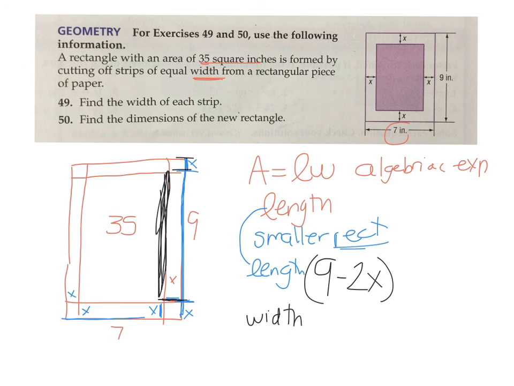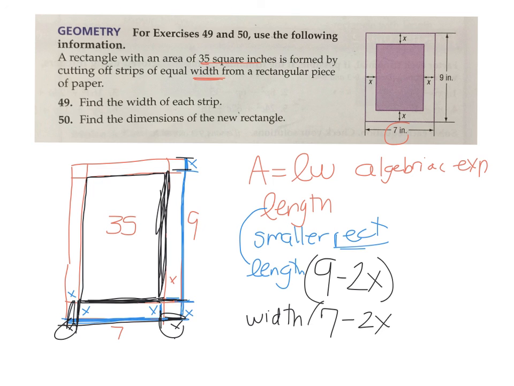Likewise, the width starts out with this line, which is 7. And again, we're cutting away this strip, which is x, and this piece here, which is x. When we cut that away, we end up with the smaller rectangle that I'm putting in black. To get the length of the smaller one, it was 7, and I've taken away an x on one side and an x on the other side, so minus 2x.